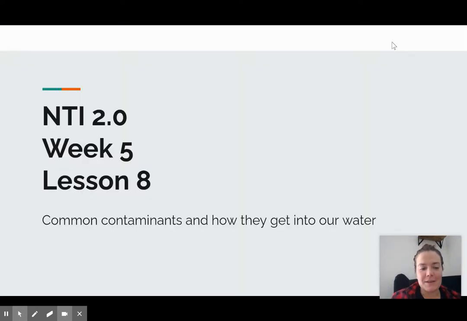All right, welcome to week 5, lesson 8. We are talking about common contaminants found in our water and thinking about where they come from and how they get there.